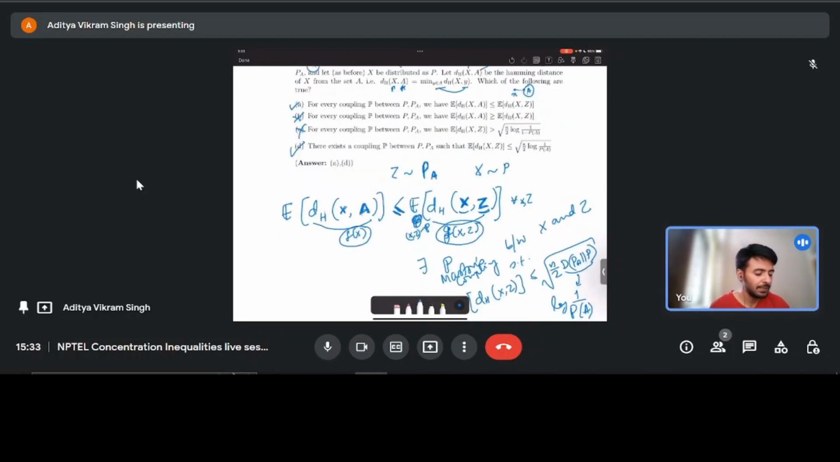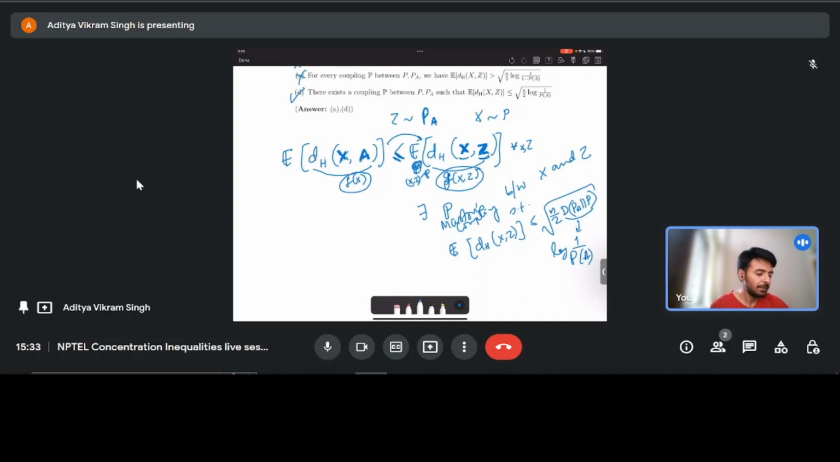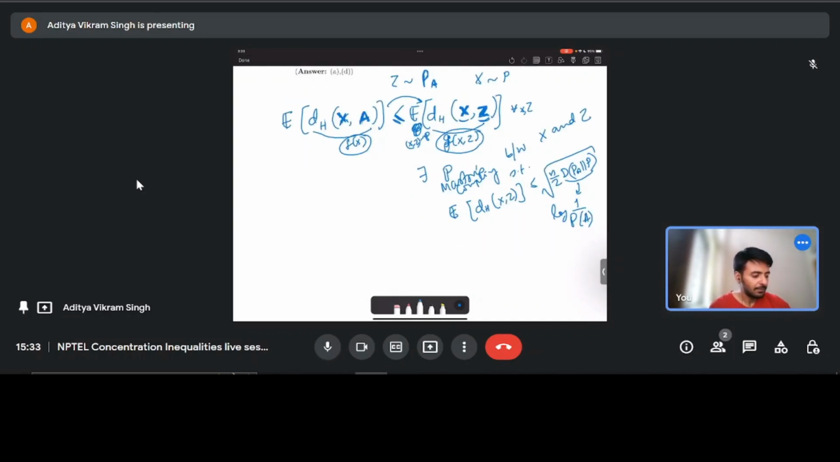Okay, so we had this Hamming distance between X and a set A. Then we related it to a Hamming distance between two random vectors X and Z, right? Where Z is coming from a distribution which is absolutely continuous with respect to distribution of X, and so now we can apply Martin's coupling between X and Z to get this thing here.